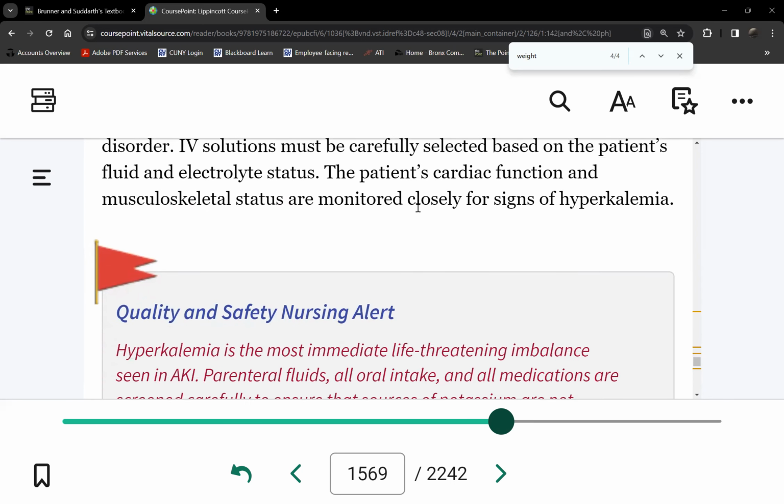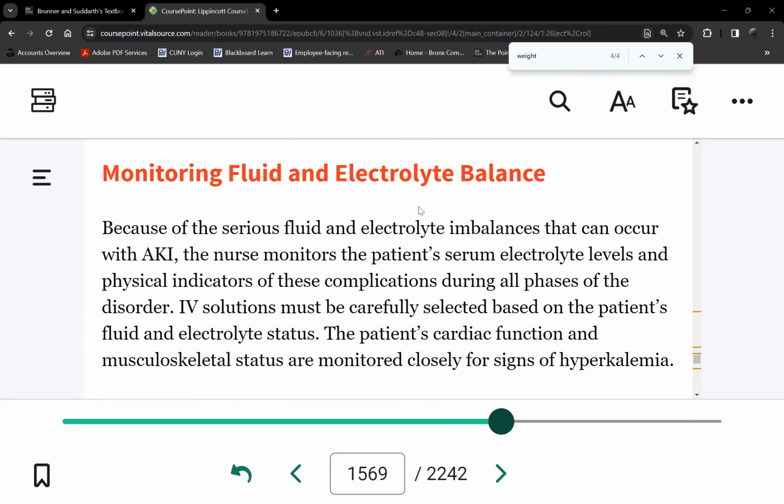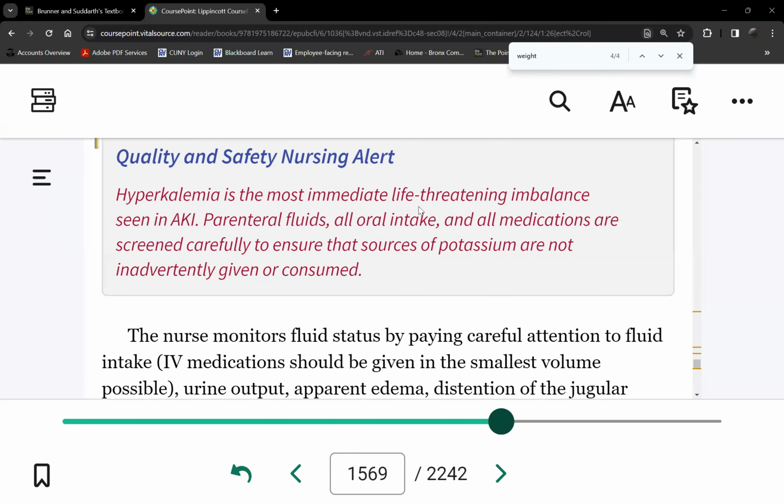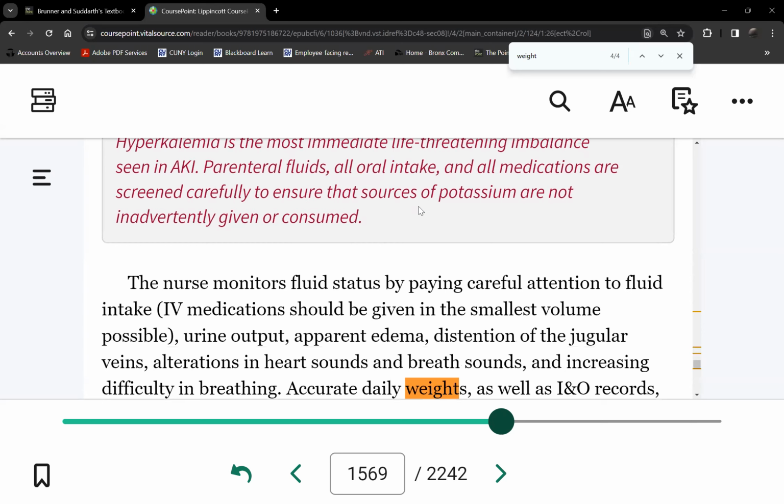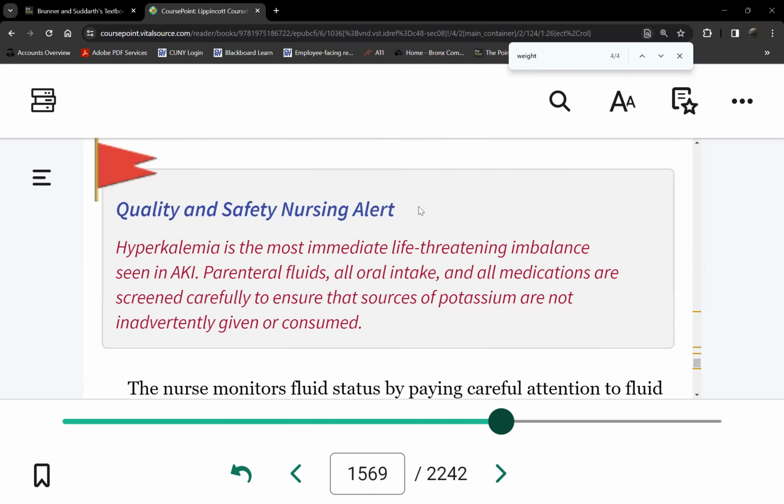I won't repeat these. These are the same ones we already discussed last week under fluid and electrolyte problems. I can't emphasize this enough, right? I believe we emphasized this one last week. Okay, hyperkalemia is just as dangerous as hypokalemia.